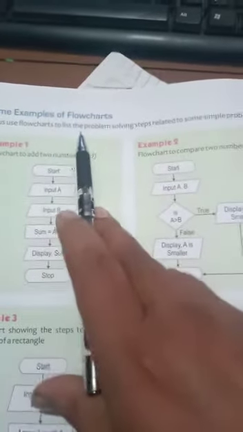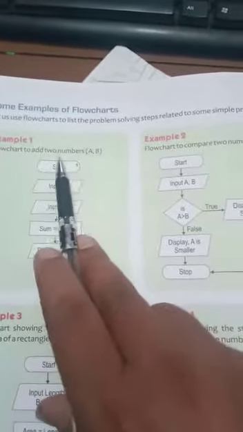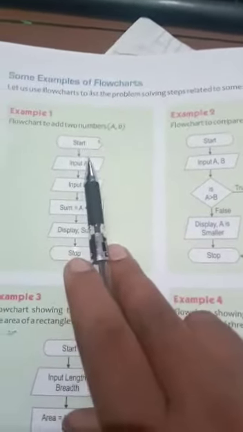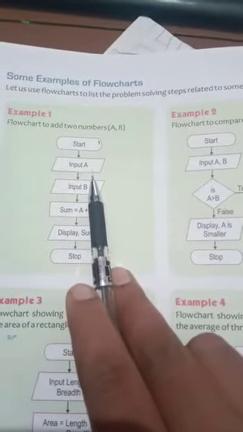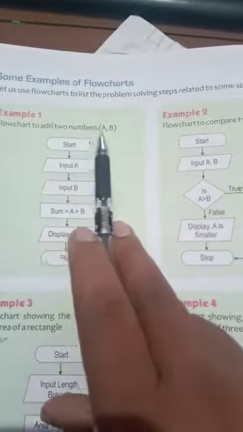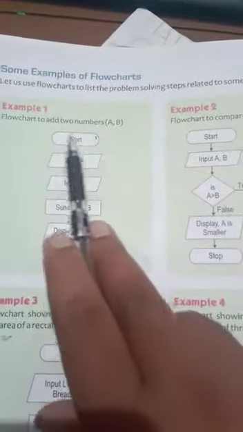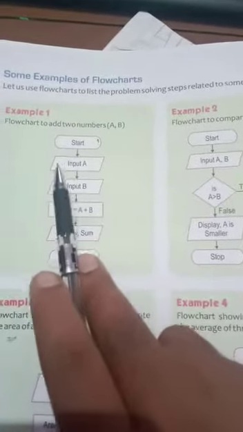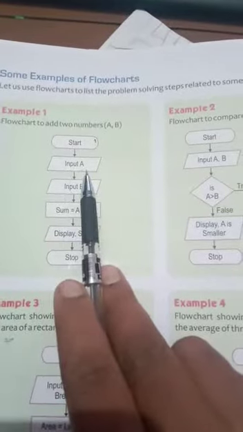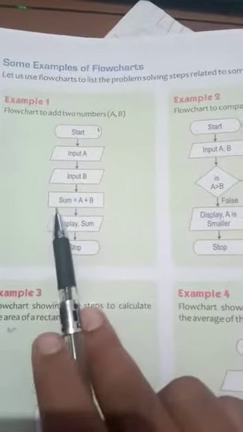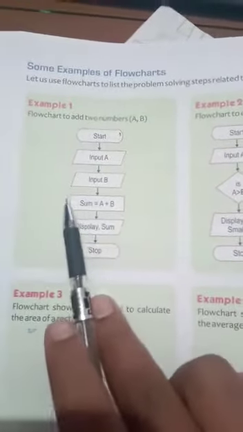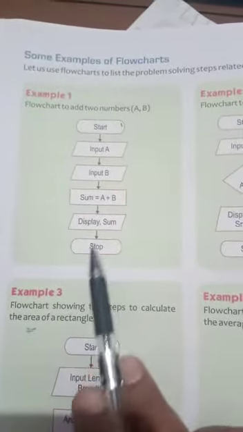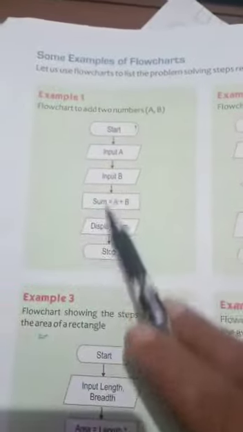Let us use flowcharts to list the steps to add numbers. So there is a start and then a flow line down and then input any number. That is the flowchart of adding two numbers. First you write a start in oval shape. This is the start box. Then input, that is a parallelogram. Here is an input box. Input A means first number, input B means second number, and then sum is A plus B. This is the rectangular shape. This is a processing box, and display sum and then stop. This is the first example.